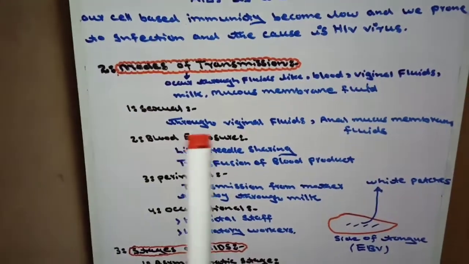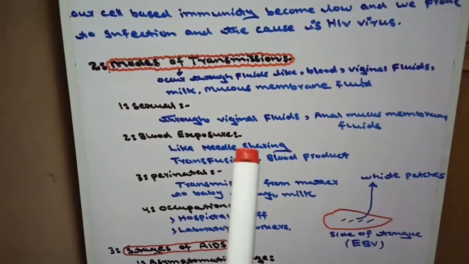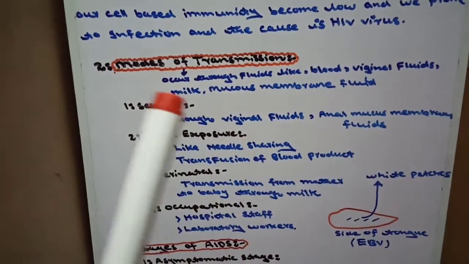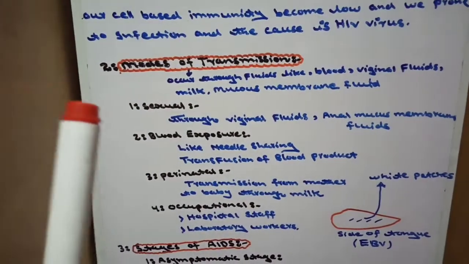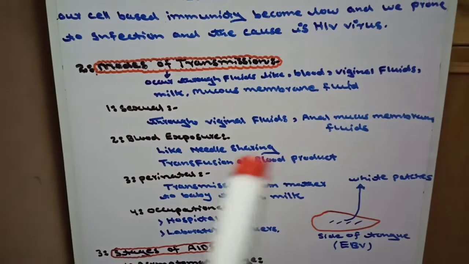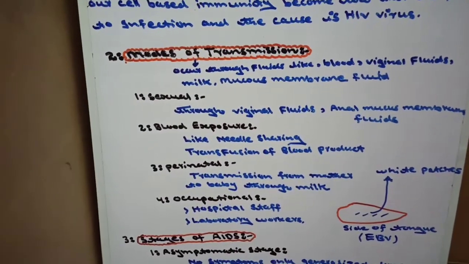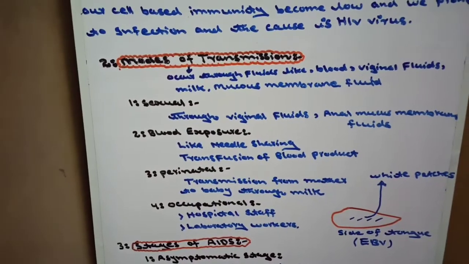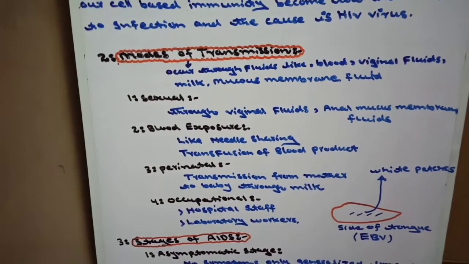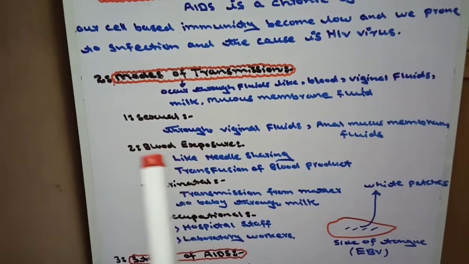Second is blood exposure. In blood exposure, like needle sharing, when one needle is used on two patients. Second is transfusion of blood product like blood plasma, like blood cells. This is the blood exposure second method.